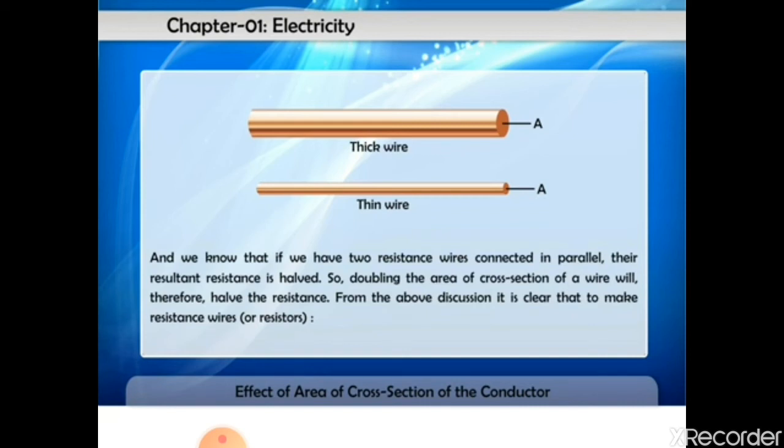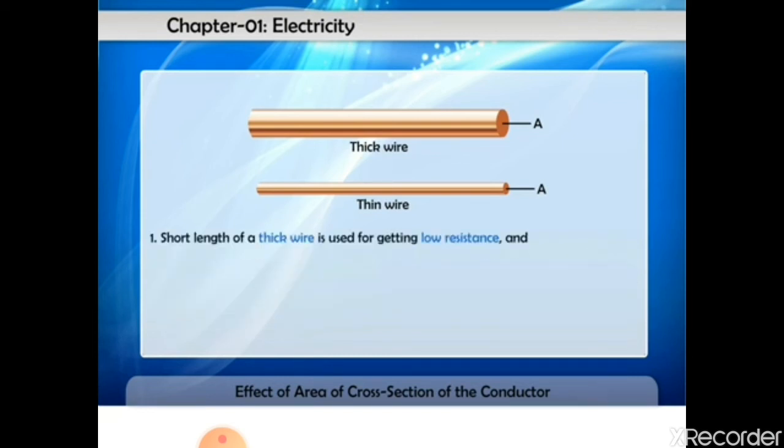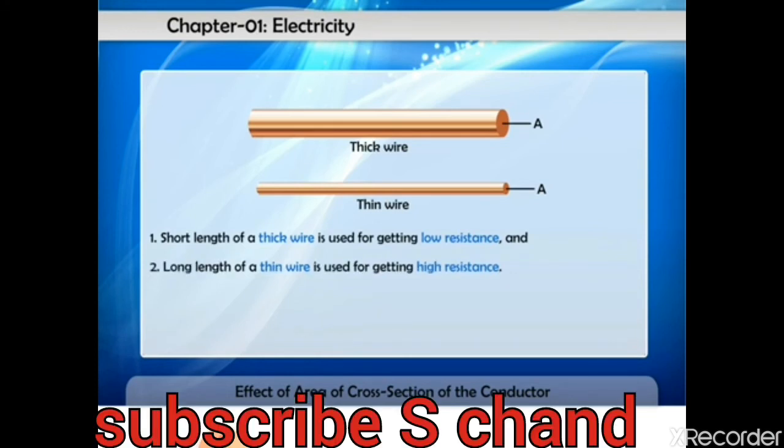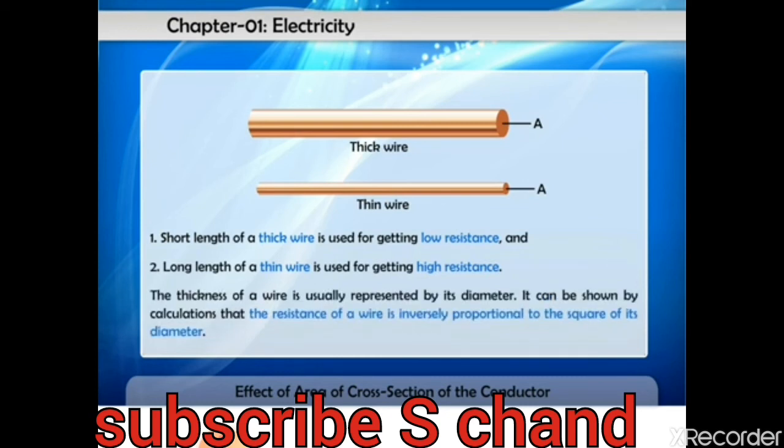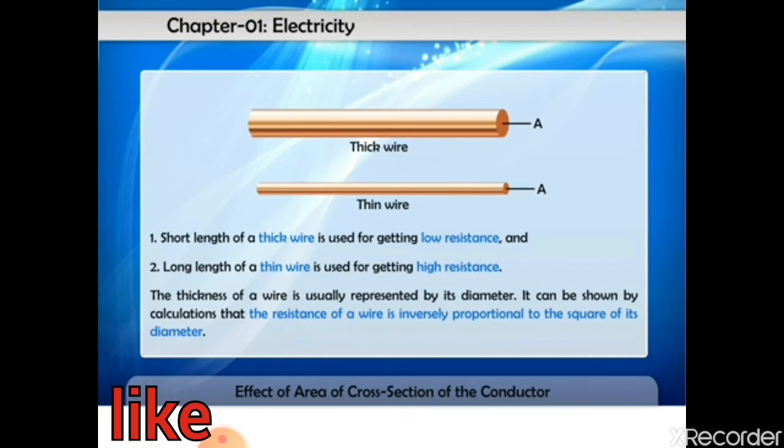From the above discussion, it is clear that to make resistance wires or resistors, 1. A short length of a thick wire is used for getting low resistance, and 2. A long length of a thin wire is used for getting high resistance. The thickness of a wire is usually represented by its diameter. It can be shown by calculations that the resistance of a wire is inversely proportional to the square of its diameter.